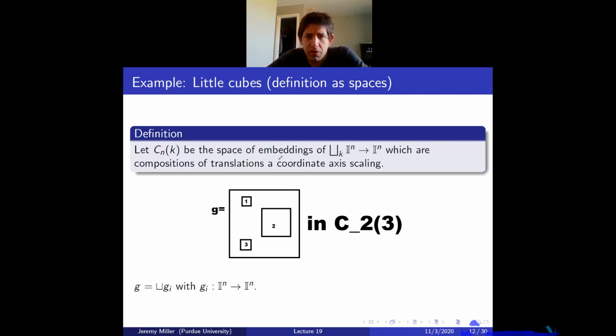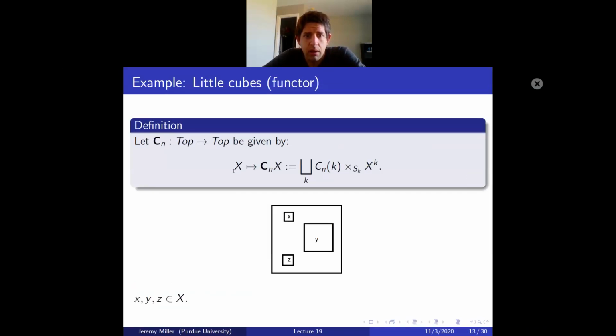Because we're assuming they're compositions of translations and scalings, a function is entirely determined by its image, and its image will be some picture like this. Each of these functions is like k different embeddings, and they all have disjoint images. And I don't care if, let's say, they overlap at the boundary. It won't matter. Okay, so here is a functor. It's kind of from topological spaces.